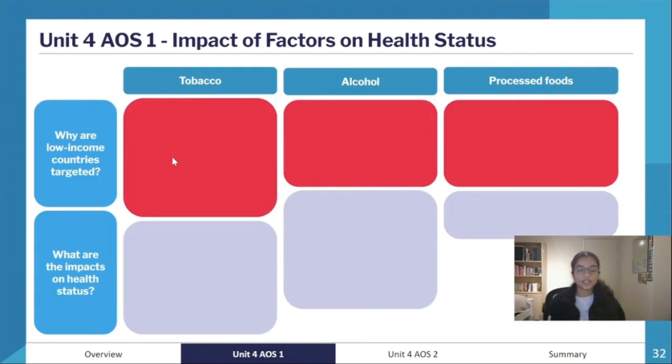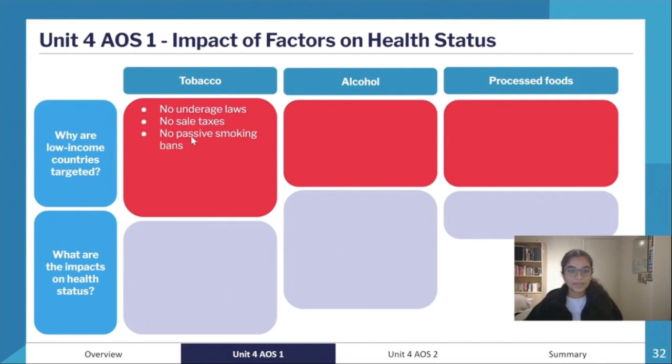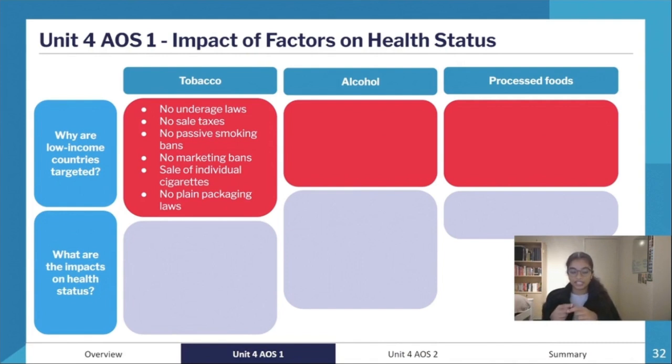So, why are low-income countries targeted for tobacco sales? Because there are no underage law restrictions in many of the countries, no sale tax, no passive smoking bans. You can smoke anywhere you want. No marketing bans, so you can market to kids if you want. You can enable the sale of individual cigarettes, and there are no plain packaging laws. Whereas in Australia, the cigarette packets have really graphic images of lung cancers and things like that to deter smokers from smoking.